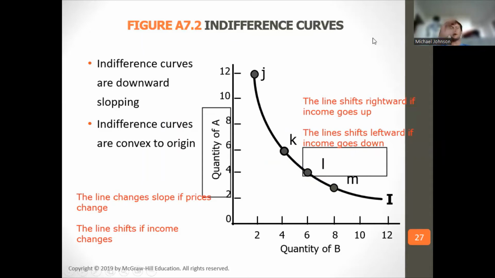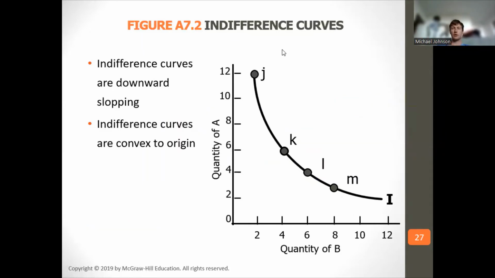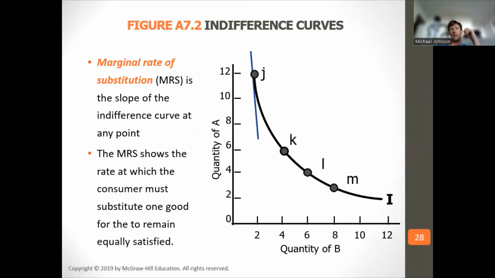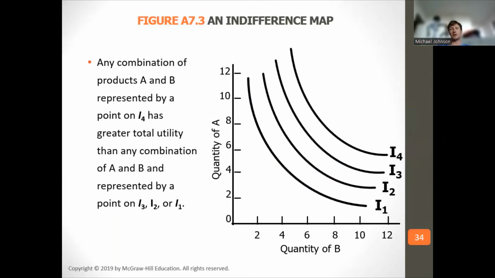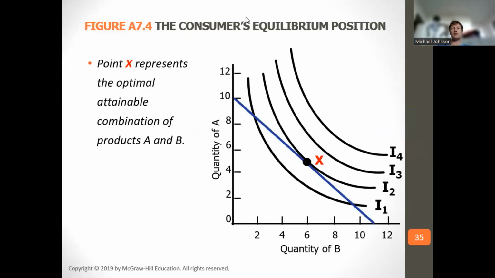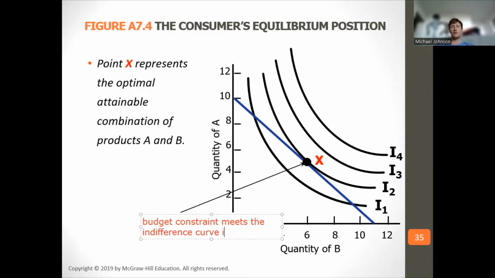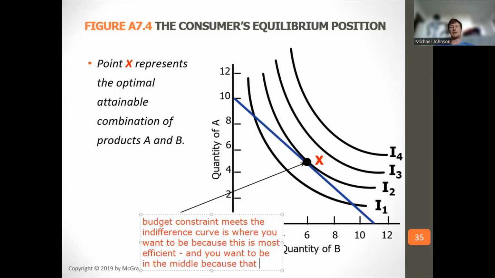So indifference curves are downward sloping, and indifference curves are convex to the origin. So I'll show you why this is important. Indifference curves. You want to be here. You want to be where the budget constraint meets the indifference curve, because this is most efficient. And you want to be in the middle because that's the highest equality region.